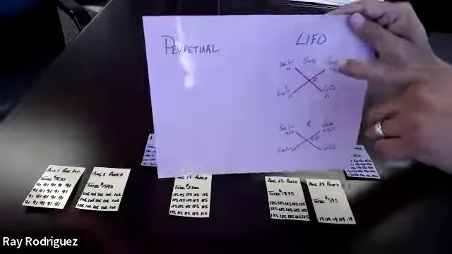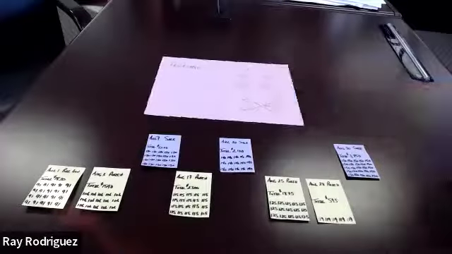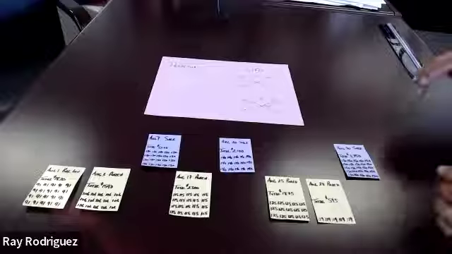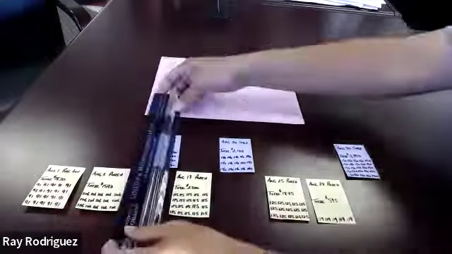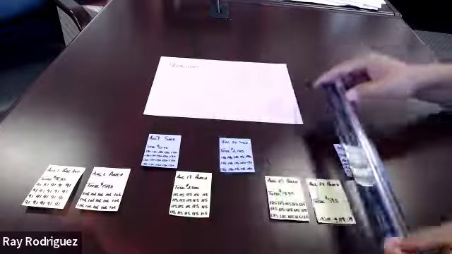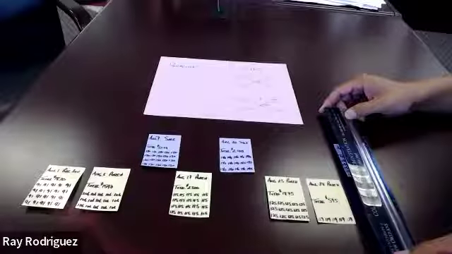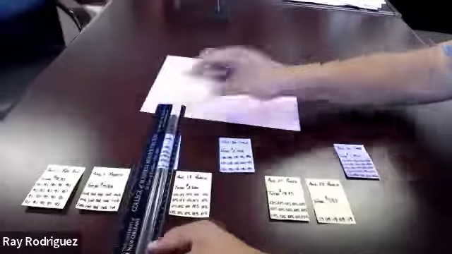So here we're going to do Perpetual LIFO. The Perpetual system says every time we make a sale, we're going to do the journal entry. So here's our first sale on August 7th.